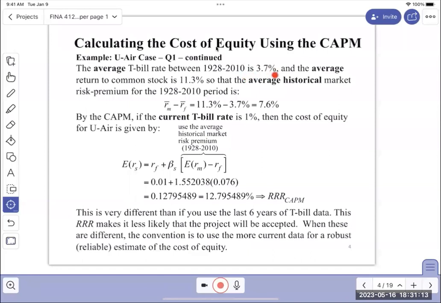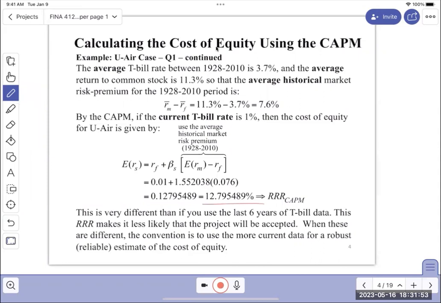And I calculate that 3.7% is the average T-bill rate, and that the average return to common stock is 11.3%. So now I recompute the market risk premium as the average historical market risk premium, and I get 7.6. So now this is going to become 7.6. I'm still going to use a beta of 1.55, and the RF I use will be the current T-bill rate. And look what happens. It's so much higher. So this is very dependent on the assumptions that we make.